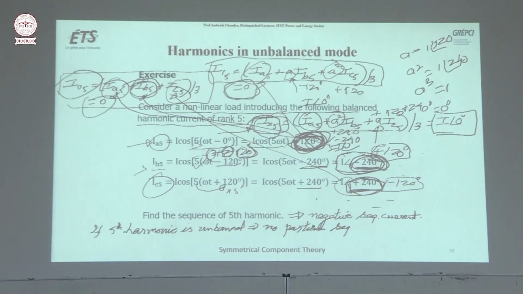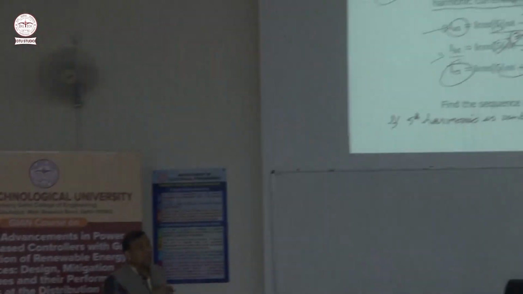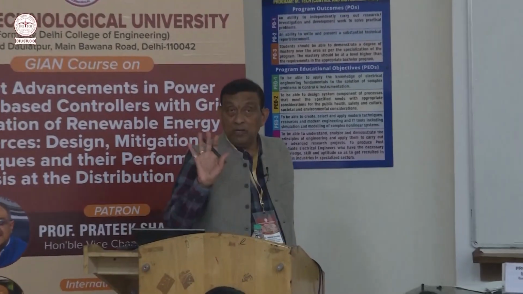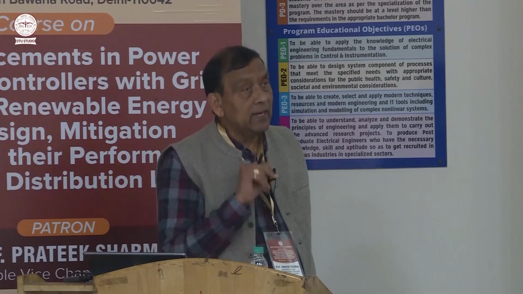So this is how mathematically you can see if the fifth harmonic is positive sequence, zero sequence or negative sequence. If the fifth harmonic is balanced, this is the condition. If the fifth harmonic is balanced, then only it has a particular sequence. If it is unbalanced, then it will have zero sequence also, negative sequence, and positive sequence. But here we are talking about balanced fifth harmonic. If the fifth harmonic is balanced, it has the negative sequence.